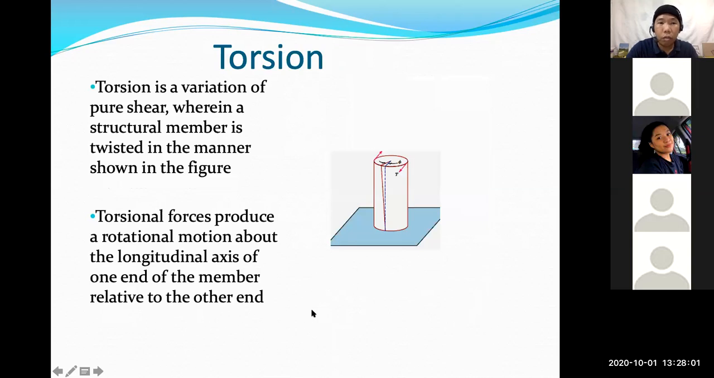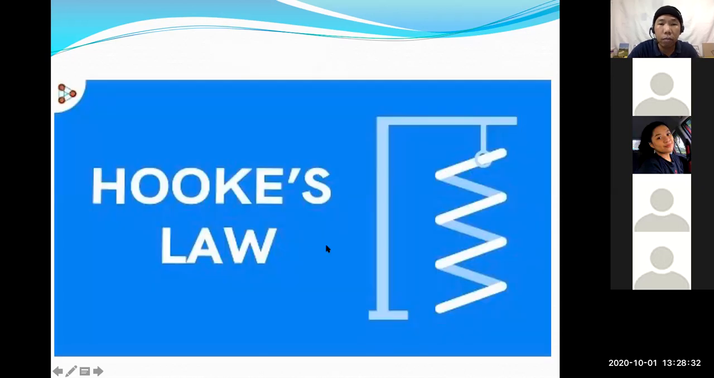Okay, now let's go to this parameter, torsion. Torsion is basically a variation of a pure shear, wherein the structural member is twisted, like in this figure here, twisted in this manner. Now, torsional forces produce a rotational motion about the longitudinal axis of one end of the member relative to the other. So this is torsion.